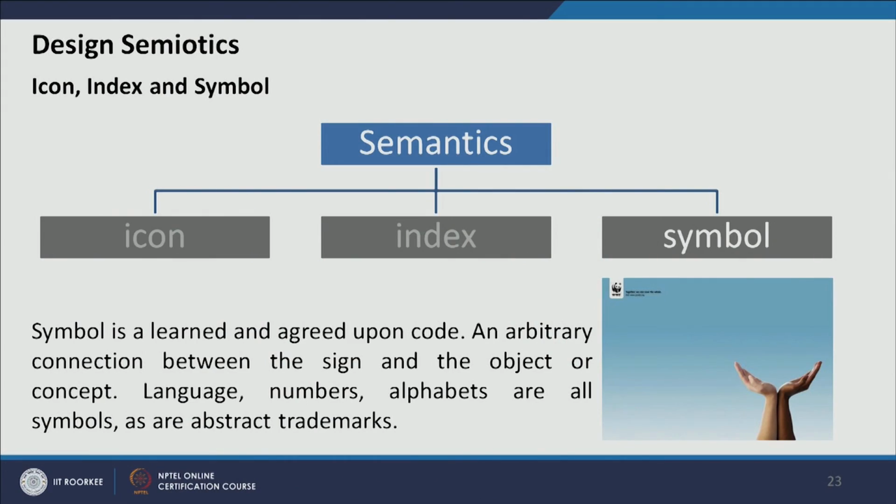That can be called an index, which is not as direct as an icon. There's another thing which is symbol, which is not directly linked as an index. For an index, it's a cause and effect relationship, but for a symbol, it's a predefined symbol. A symbol is a learned and agreed upon code. Here we have a WWF's advertisement. Here we see a whale's tail, because we already have a particular idea of the whale's tail's shape.